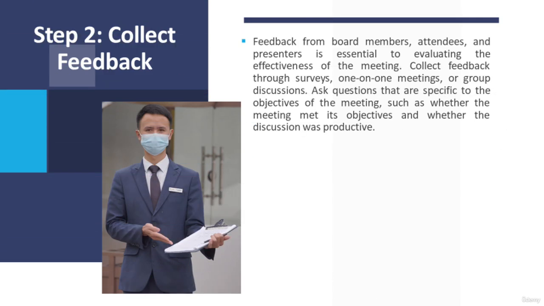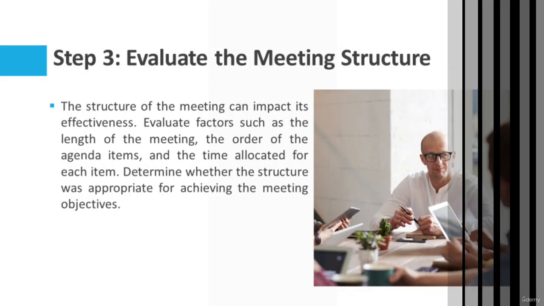Step number 2. Collect feedback. Feedback from the board members, attendees, and presenters is essential to evaluating the effectiveness of the meeting. Collect feedback through surveys, one-on-one meetings, or group discussions. Ask questions that are specific to the objectives of the meeting, such as whether the meeting met its objectives and whether the discussion was productive.